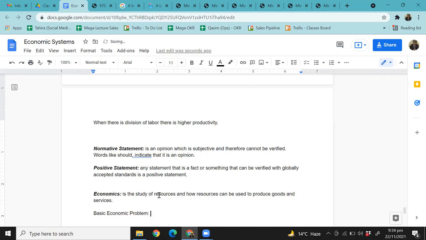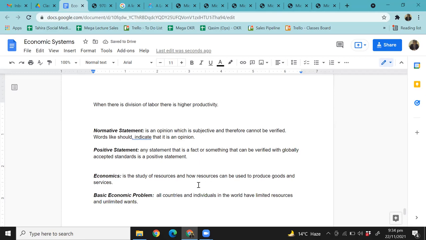Now, what is the basic economic problem? This basic economic problem is the idea that all countries and individuals in the world have limited resources and unlimited wants. Now, what are resources? Resources are basically the inputs. Resources are the inputs that you need to produce something, right? So resources are the things that you need to produce something.